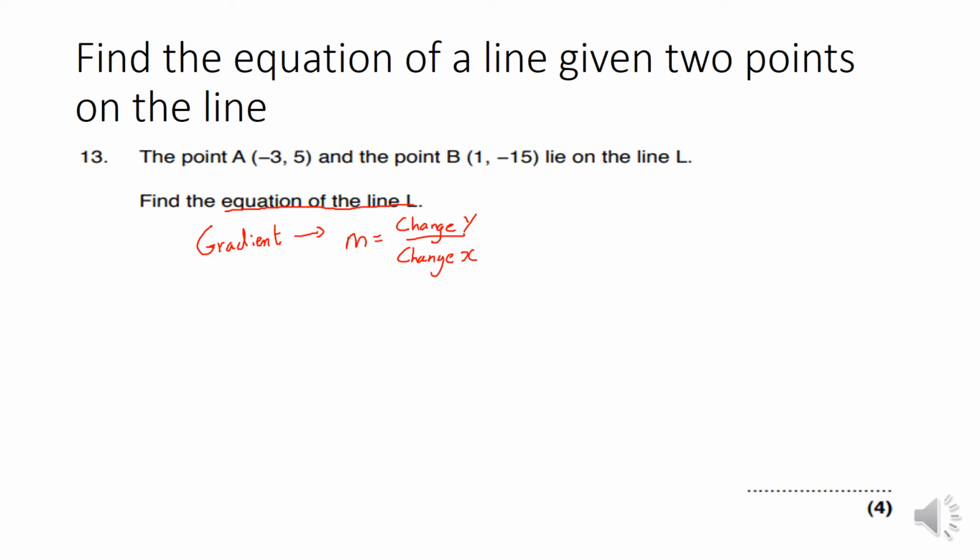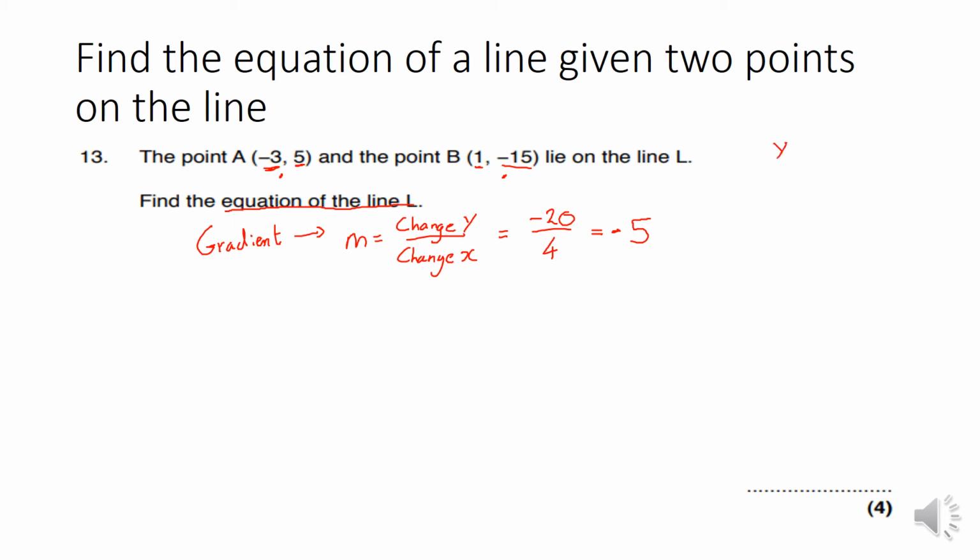So now let's have a look. So going from A to B, we can see that the y has gone from 5 to minus 15. So our change in y is minus 20. And our x value has gone from minus 3 to 1. So that's increased by 4. So that tells us our gradient is minus 20 divided by 4, which is minus 5.